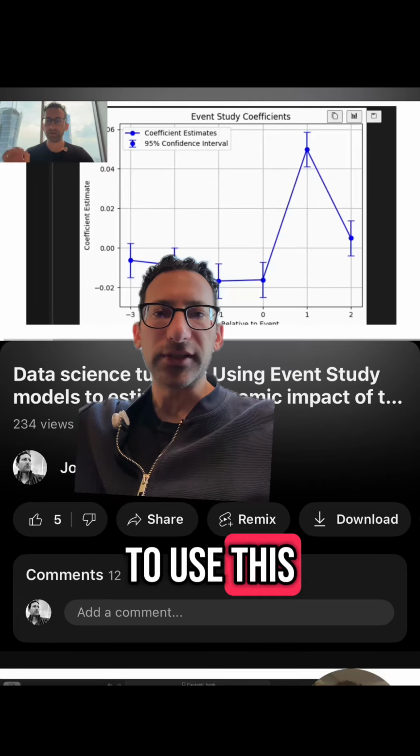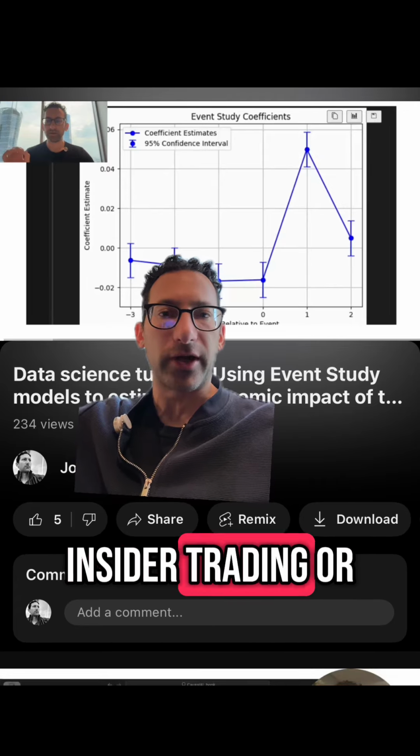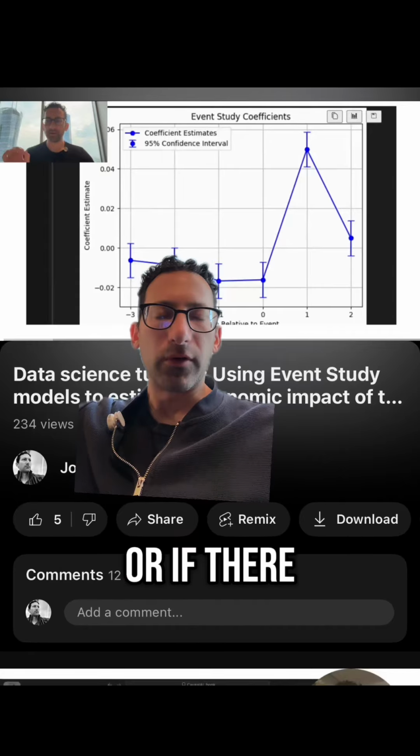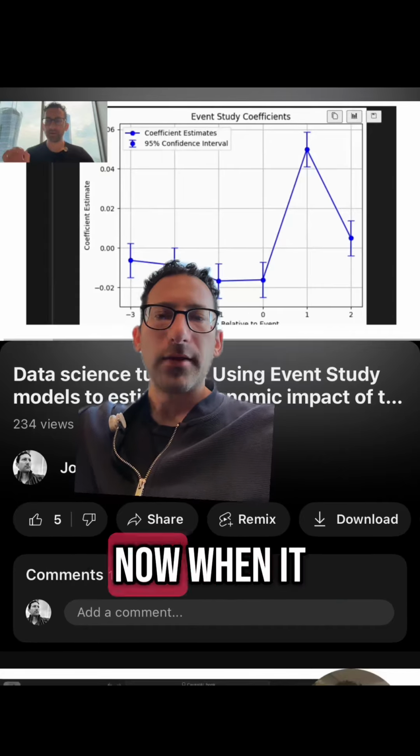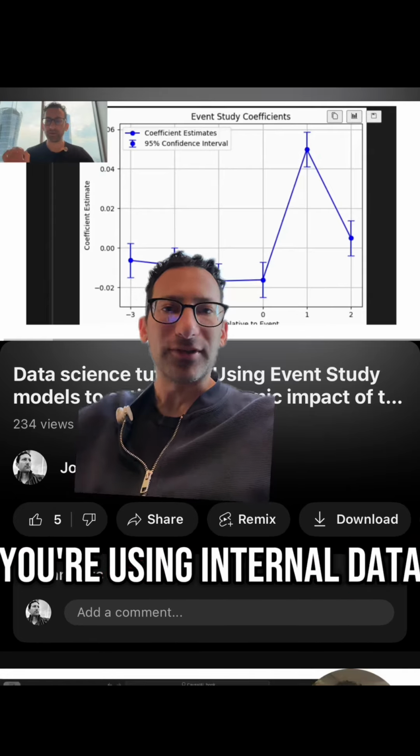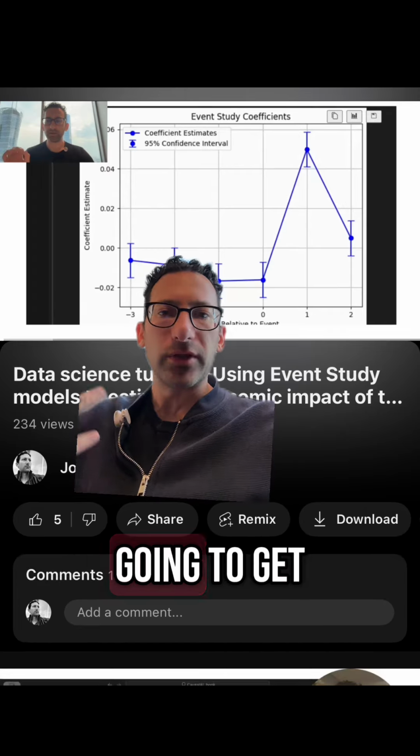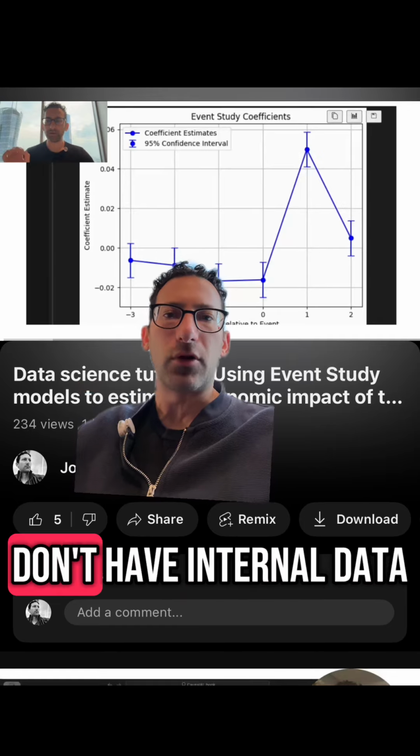I also used to use this a lot when I was at the SEC. We would measure the effects of, say, insider trading, or if there was some sort of fraud committed. Now, when it comes to staggered rollouts, of course, most of the time you're using internal data. So if you're trying to break into data science, how are you going to get better at these models if you don't have internal data?